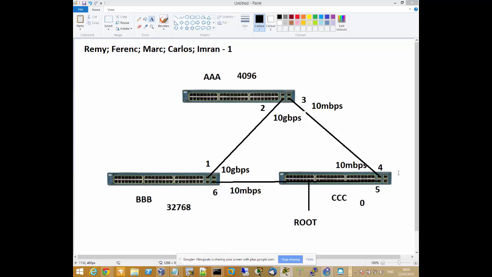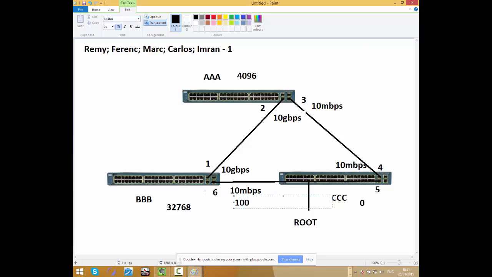In this case, this one will be the root bridge, right? It has a priority of 0, so it will be the root bridge and all its ports will be forwarding. So this one has to determine the best path to get to the root bridge. If I go this way, it will cost me 100. If I go this way, it will cost me 2, but then if I come this way, it will cost me 100, so that's 102. So it's still going to say this one should be forwarding.